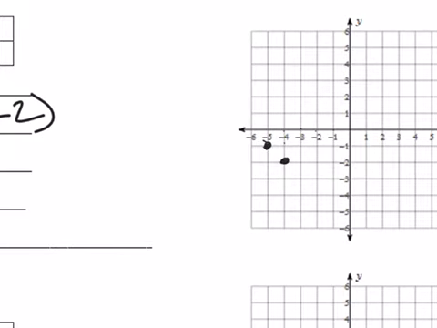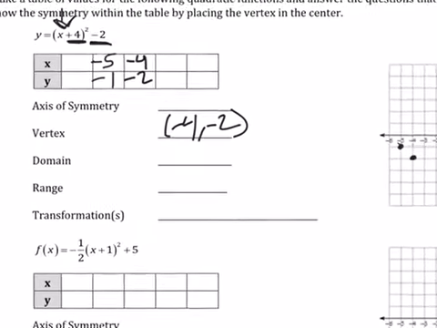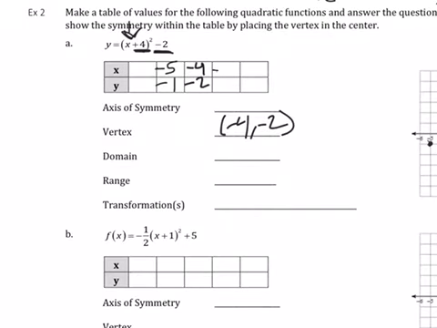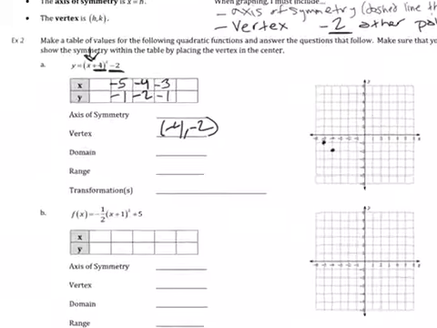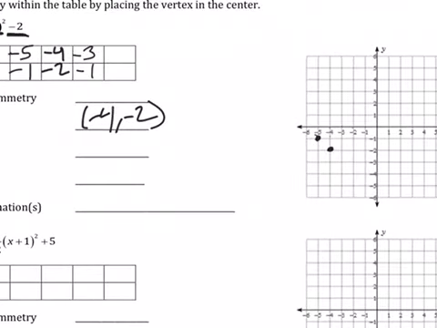All right? Well, we need one from the right-hand side as well. So let's just do -3. Go to the right one. I have -3 plus 4. That is 1. Square 1 is 1. Minus 2, that's going to be a -1. All right, so let's plot that point. -3, -1, that's going to be right there.